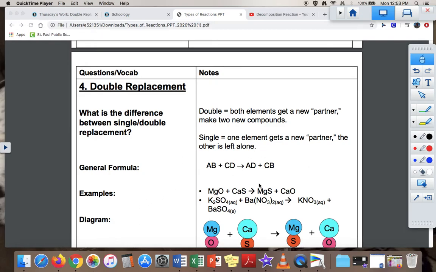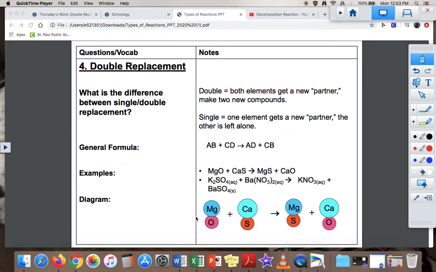If you look at the general formula, you'll see it says AB plus CD is AD plus CB. So in this case, what you're really doing is switching both partners. If you look at the magnesium example, magnesium gets rid of its oxygen, calcium gets rid of its sulfur, and then they actually switch with each other. So then magnesium has sulfur and calcium has oxygen.